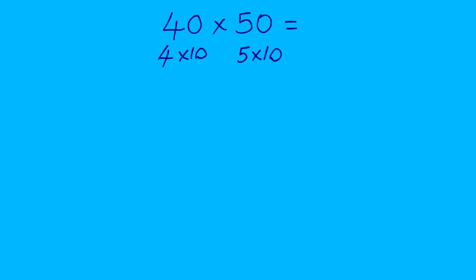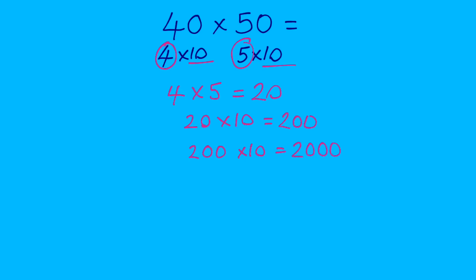So what I can do here, why make it easy for myself? Let's do 4 times 5. Well, I know that 4 times 5 is 20, and then I need to times it by 10. 20 times by 10 is 200, and then I need to times it by 10 again. 200 times by 10 is 2000. So I've worked out that 40 times 50 is 2000, and that's just by breaking it down step by step and making sure that we've used all the parts of the number.